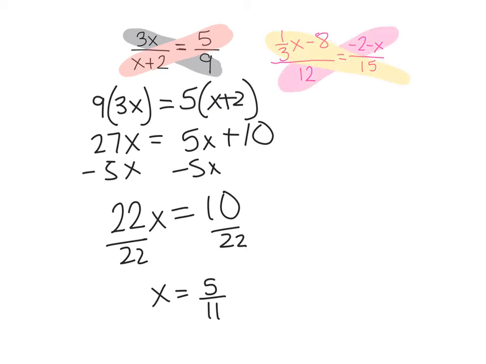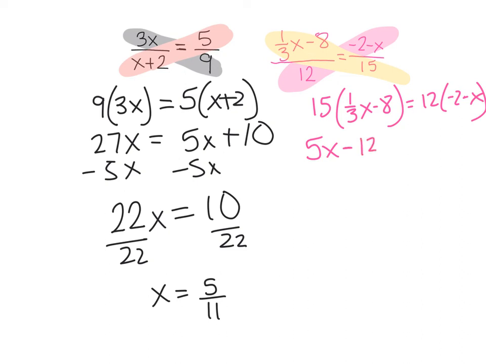All right, let's look at this proportion on the right. Let's set up 15 times (1/3 x minus 8) equals 12 times (negative 2 minus x). 1/3 of 15 is 5, or 1 times 15 is 15, divided by 3 is 5. Minus 15 times 8 is 120, equals 12 times negative 2 is negative 24. 12 times negative x will be negative 12x.